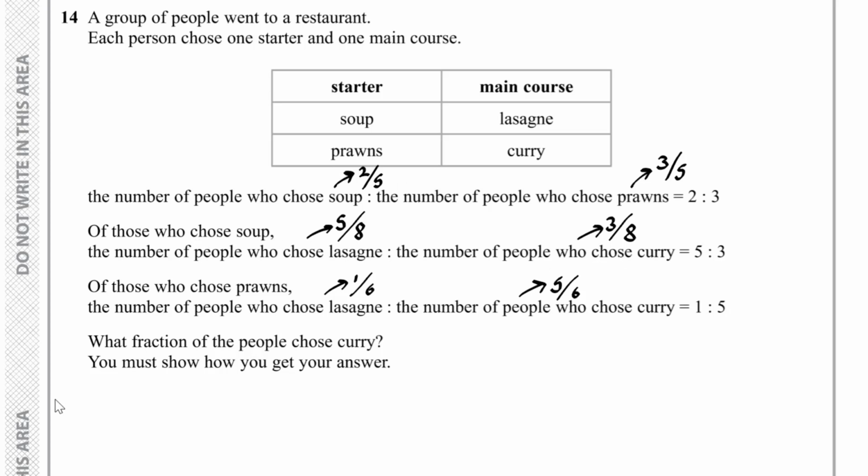Well, let's write this down, so curry, that's equal to 3/8 of the 2/5. And we've also got 5/6 of the 3/5.